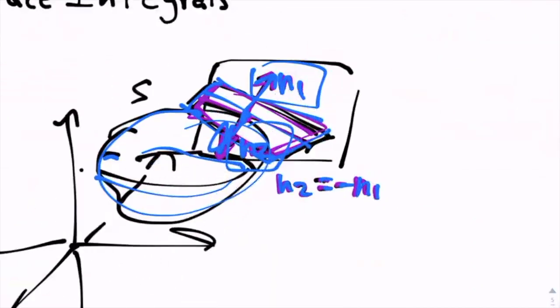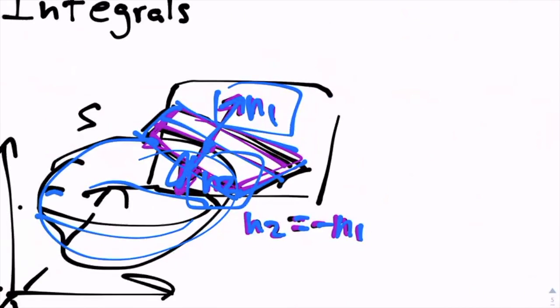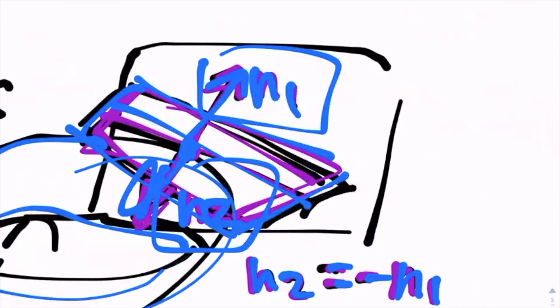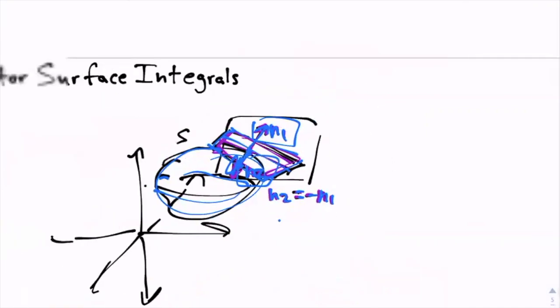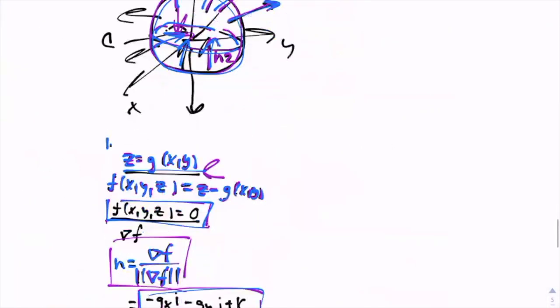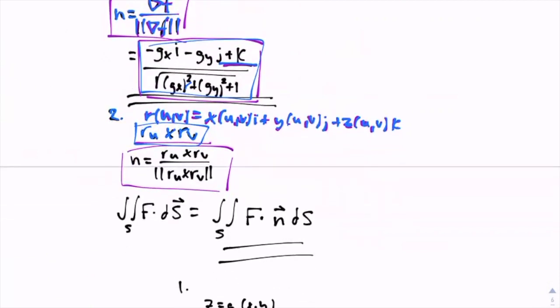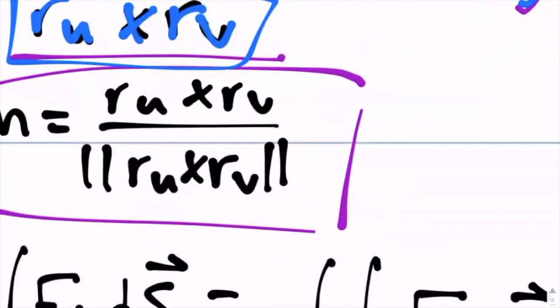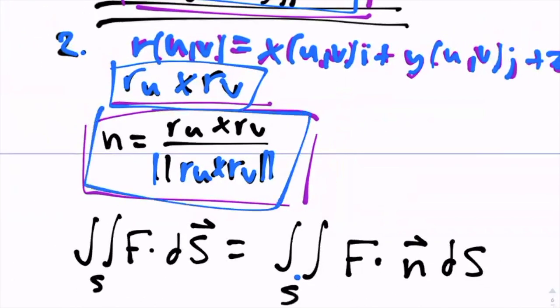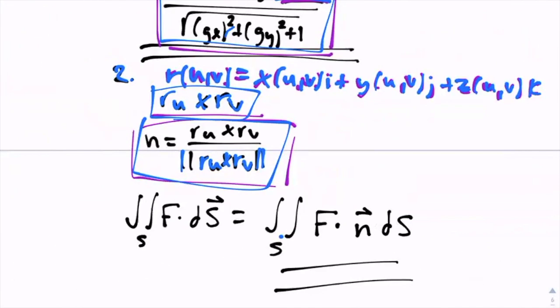And going back up to our diagram, we see that at this point, r_u cross r_v basically gives us these normal vectors on that plane at that specific point. Now again, we need to find the unit normal vector, and as always, we're just going to divide by the magnitude of r_u cross r_v, and in doing so, we get this second definition for the normal vector.